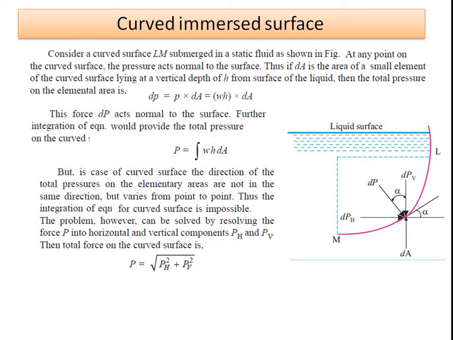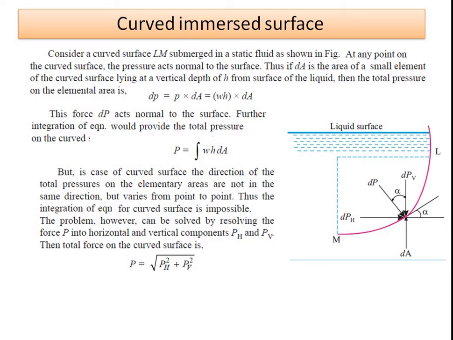Therefore, the problem can be solved by resolving the force P into two components, a horizontal component of force and a vertical component of force. That is, we have to calculate the horizontal component PH, parallel to the surface of the liquid, and the vertical component PV, perpendicular to the surface of the liquid. From that, the resultant P can be calculated as P equals root of PH square plus PV square.